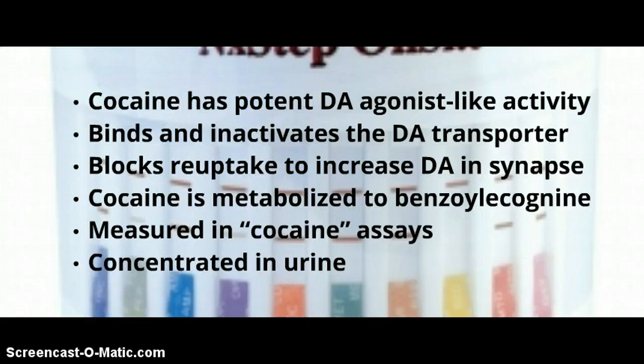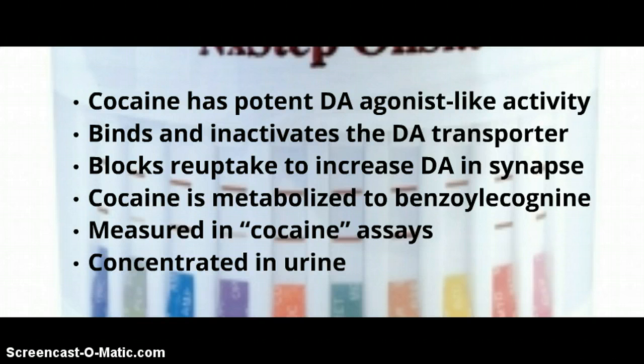So again, dopamine is the neurotransmitter that would be most important to look at in terms of cocaine. And cocaine, again, blocks the reuptake of dopamine, so increases the amount of dopamine in the synapse. Cocaine is metabolized to benzoylecgonine. I'm probably mispronouncing that. I've asked a handful of people how to pronounce it. I get different answers every time. So cocaine would be out of your system really pretty quickly, but in a drug test we look for the metabolite of cocaine, and that's what it is.